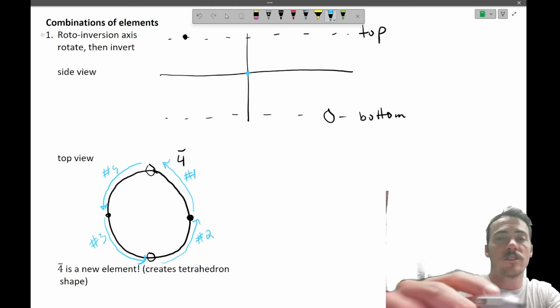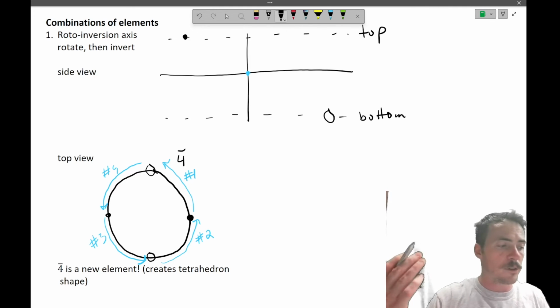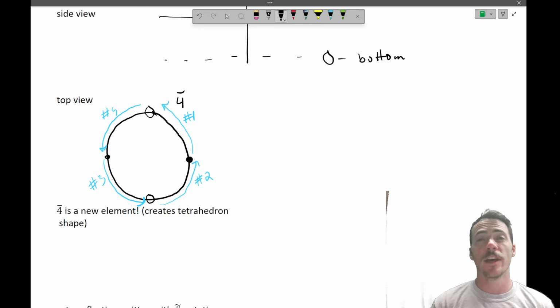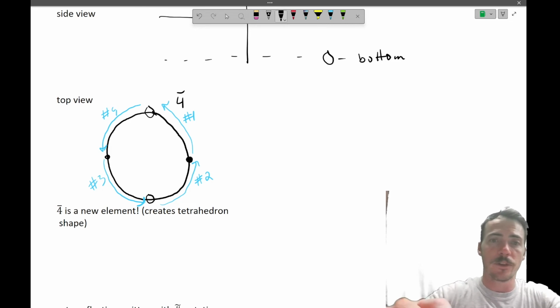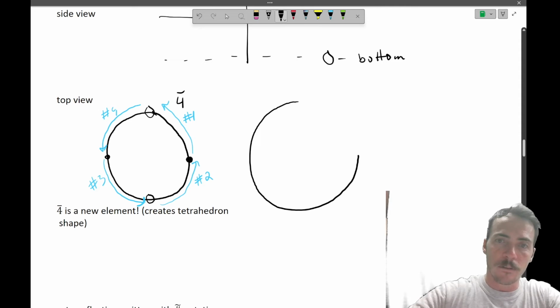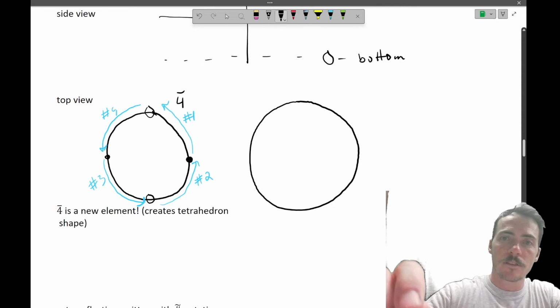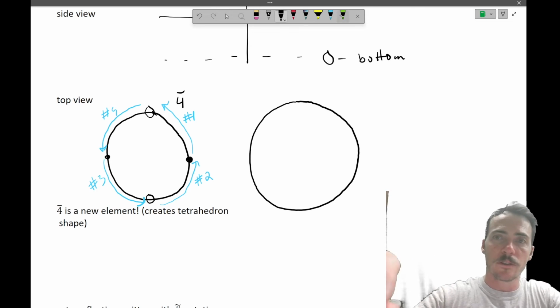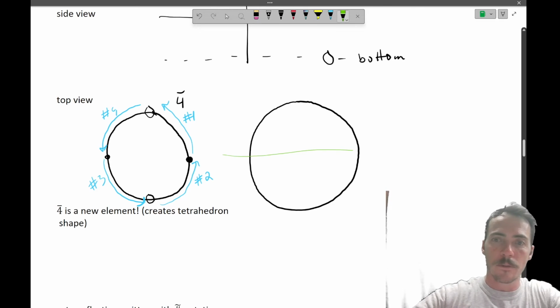And it doesn't just happen with fourfold. You can do this with other arbitrary ones, like let's do sixfold, for example. Now, let's take a look at what sixfold roto-inversion would do. So again, let's draw our top view of this thing. It's going to help to draw our 60-degree rotation lines. I'm going to draw those in green just to make it easier to see. Let's imagine we start with this plane.